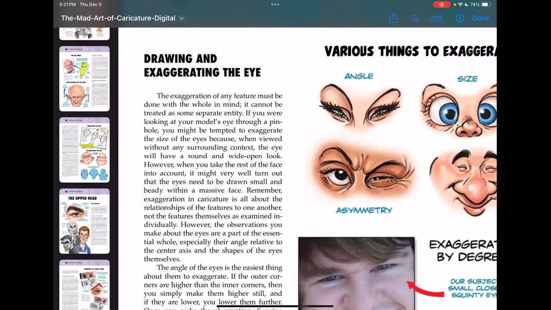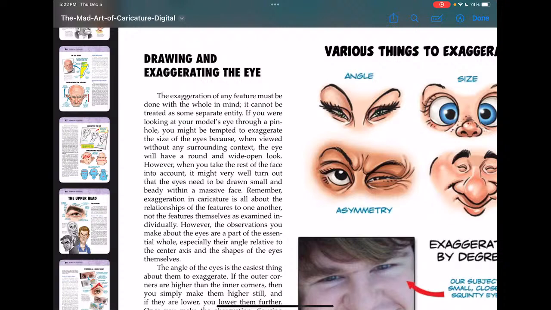Exaggeration of any feature must be done with the whole in mind. It cannot be treated as a separate entity. If you are looking at your model's eye through a pinhole, you might be tempted to exaggerate the size of the eyes because, when viewed without any surrounding context, the eye will have a round and wide open look. However, when you take the rest of the face into account, it might very well turn out that the eyes need to be drawn small and beady with a massive face. Remember, it's all about the relationships of the features to one another, not the features themselves as examined individually.